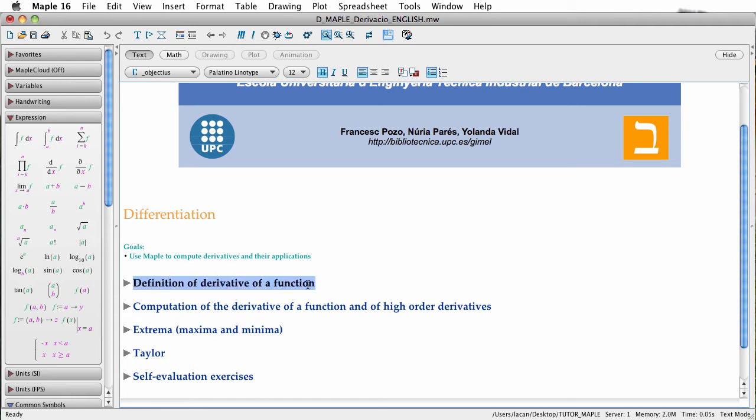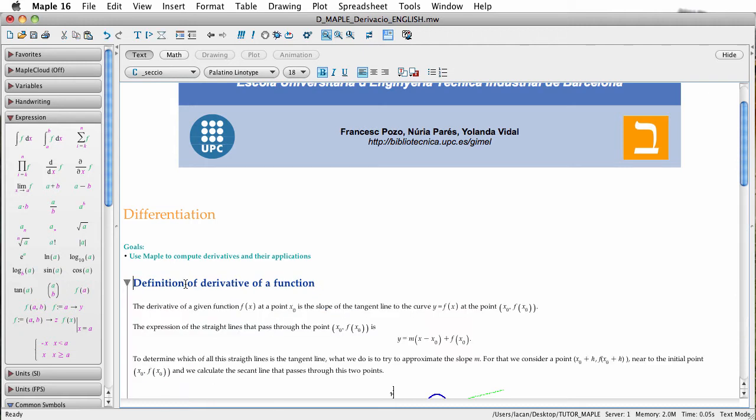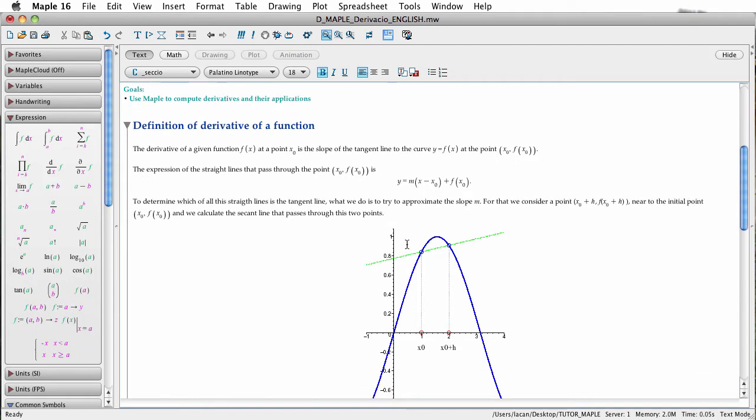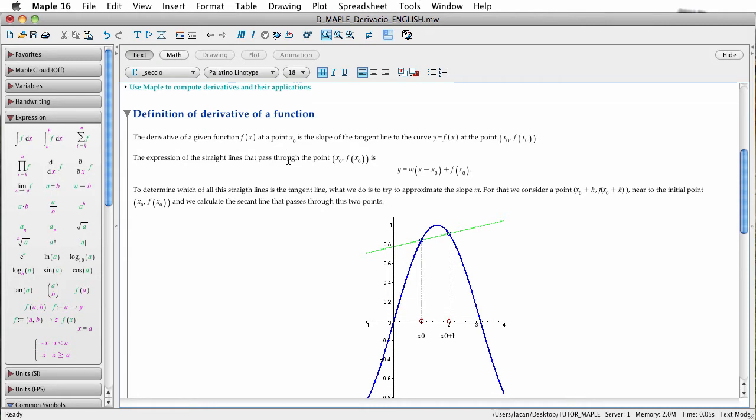The first section is the definition of the derivative of a function at a point, and this is just to see intuitively how or where the definition of the derivative of a function at a point comes from. So the idea is that the derivative of a function at a point is defined as the slope of the tangent line. So if you have a point and you draw the tangent line, the slope of this tangent line is going to be the derivative at the point. So how can we compute this slope?